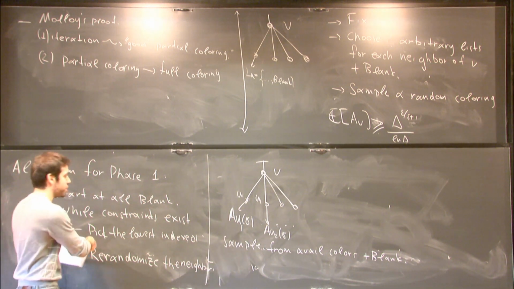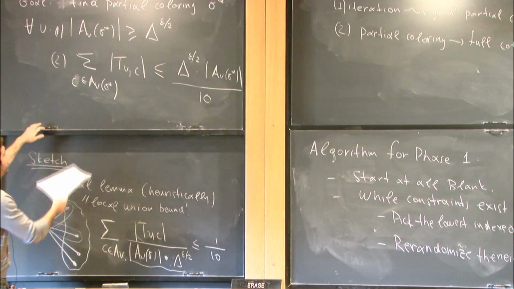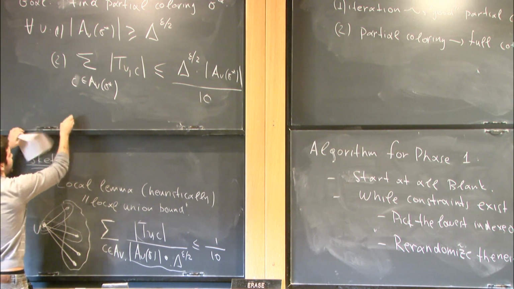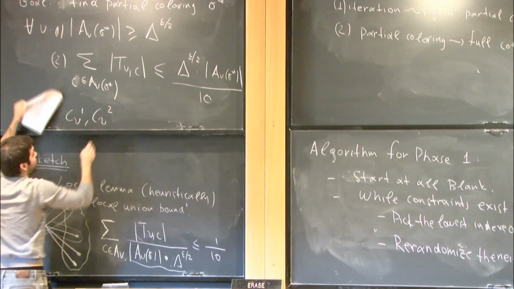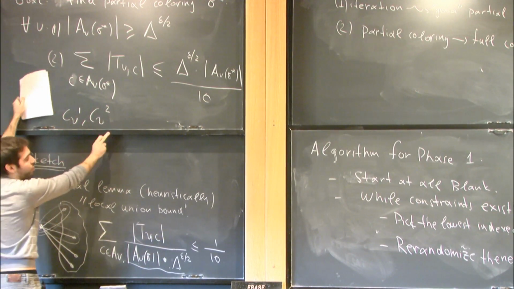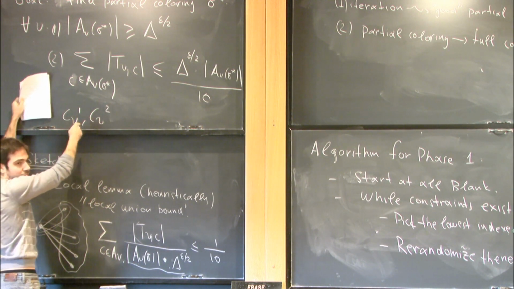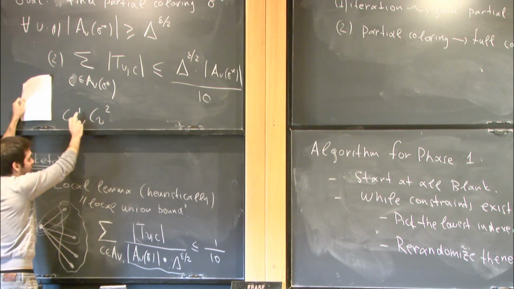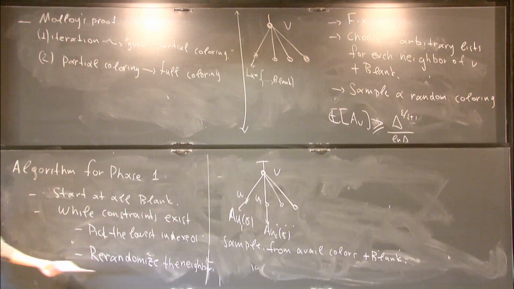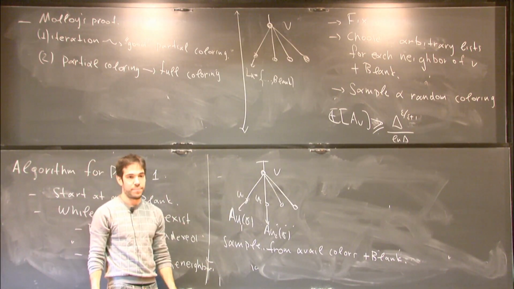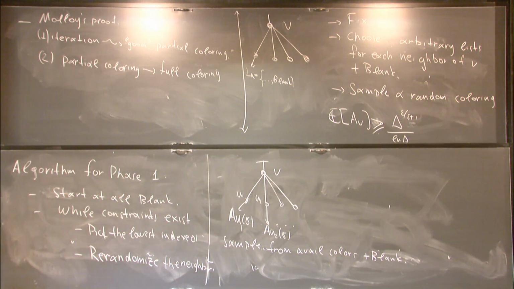Constraints are indexed by vertices. Let's say constraint C_V1 is this constraint, and C_V2 is this constraint. Let's say you have an order over vertices. You pick the lowest index vertex that violates one of these two constraints, and you pick the first constraint between 1 and 2 that is violated. By resample, I mean you re-randomize the neighborhood. Say you pick U, and you randomize the neighborhood of U. Does that make sense?